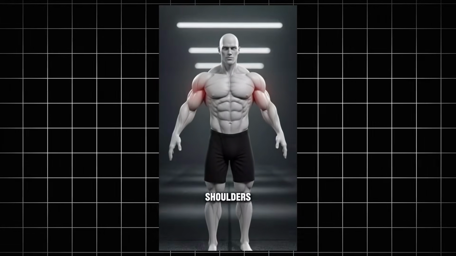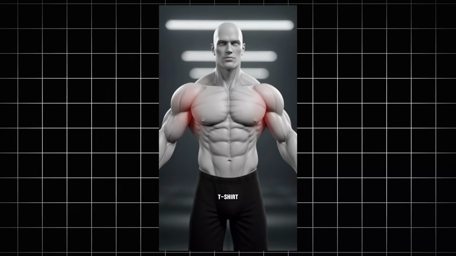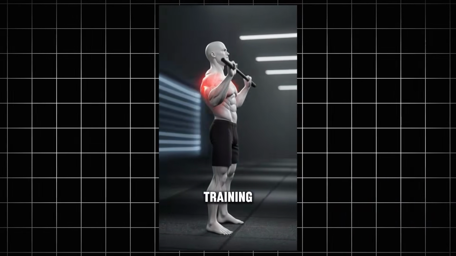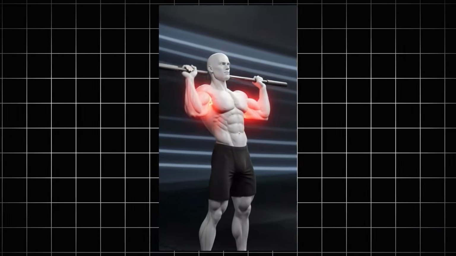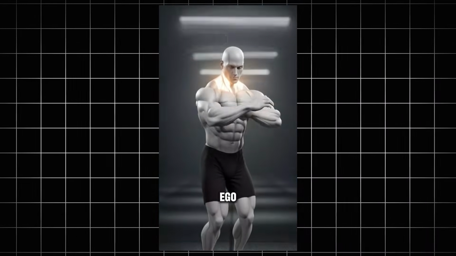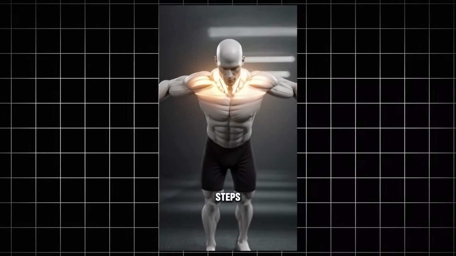Do you train shoulders but still look narrow in a t-shirt? Here's why. Mistake number 1. You're overtraining front delts with presses. Mistake number 2. You swing lateral raises with ego weight. Fix it in 3 steps.